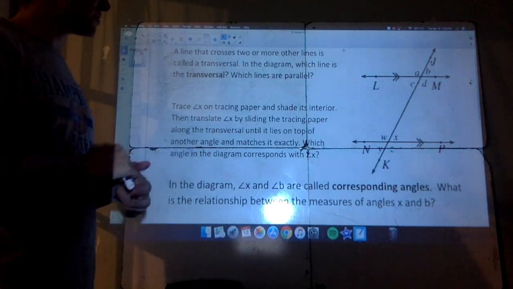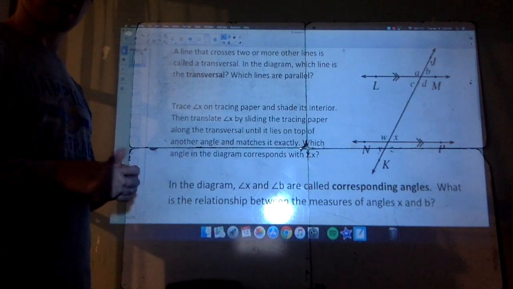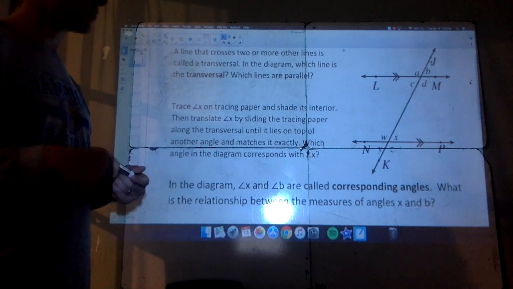Alright, welcome back Math 1 students. Today we're going to get into parallel lines and angle relationships with those.